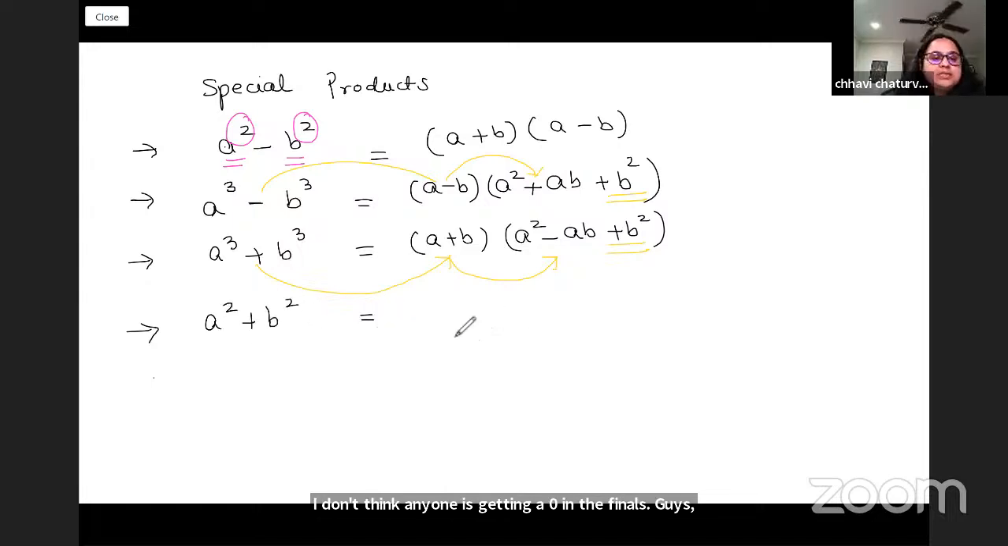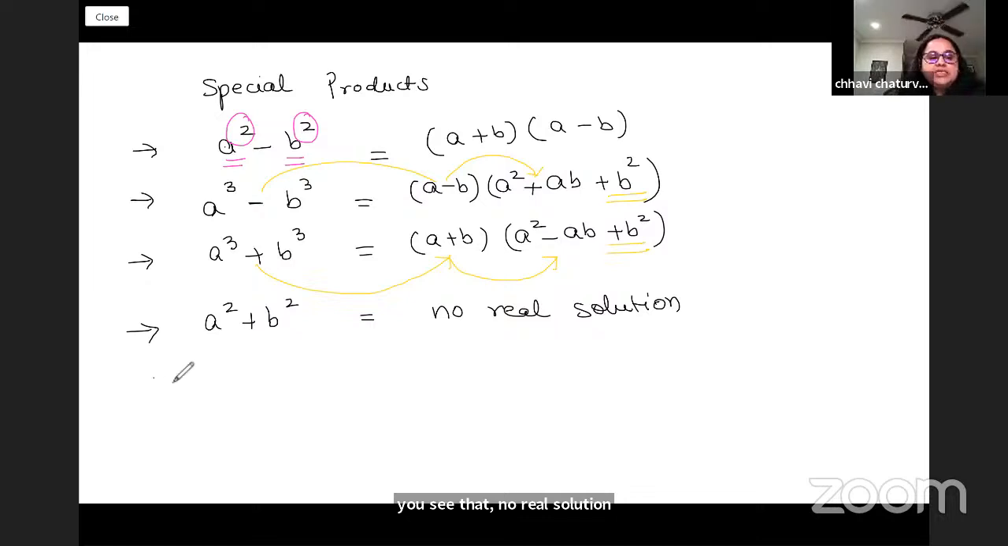All right, a squared plus b squared. If you see that, no real solution. No real solution. All right, let's take a question.